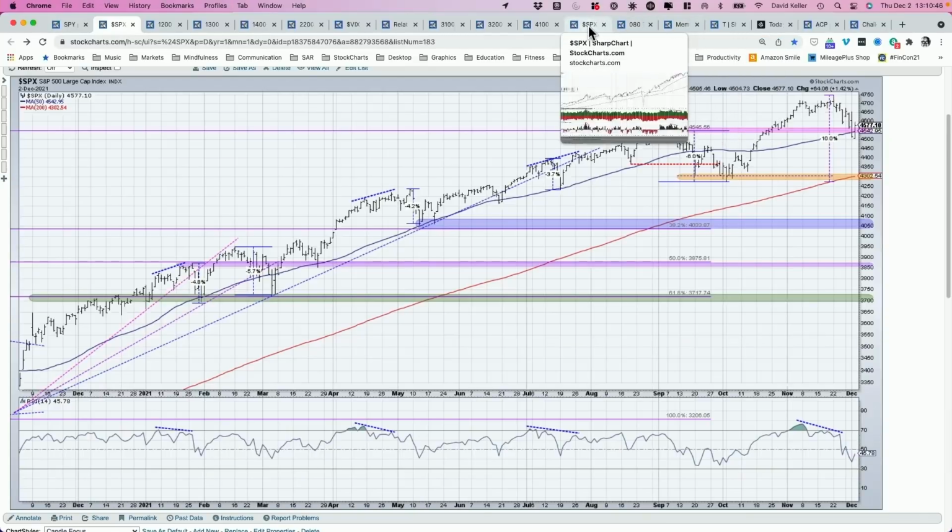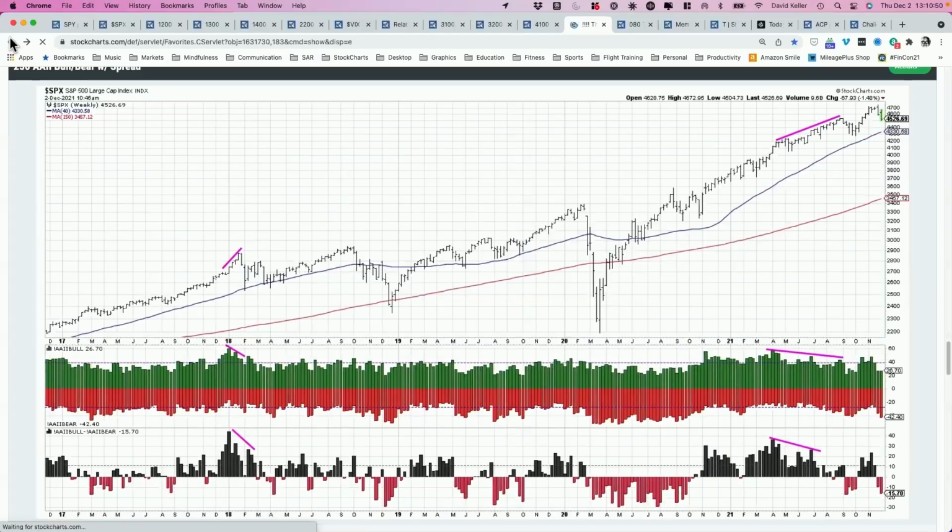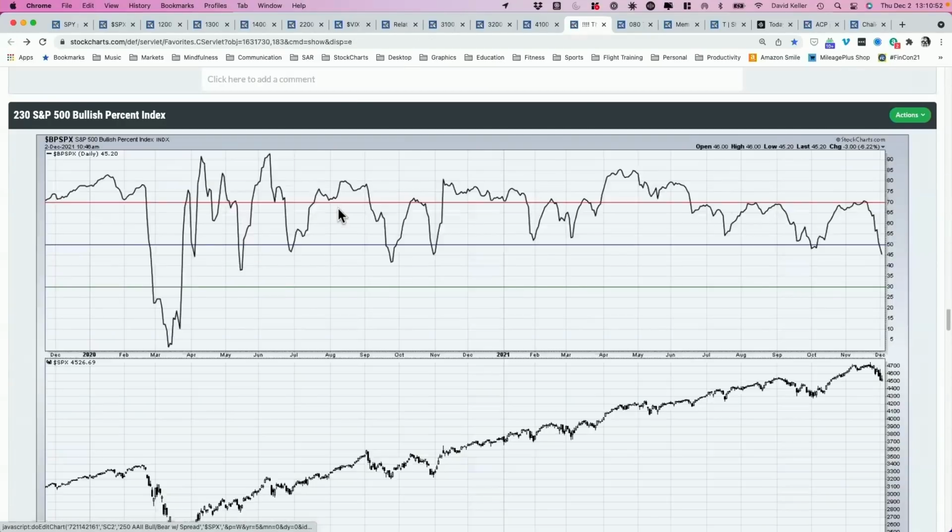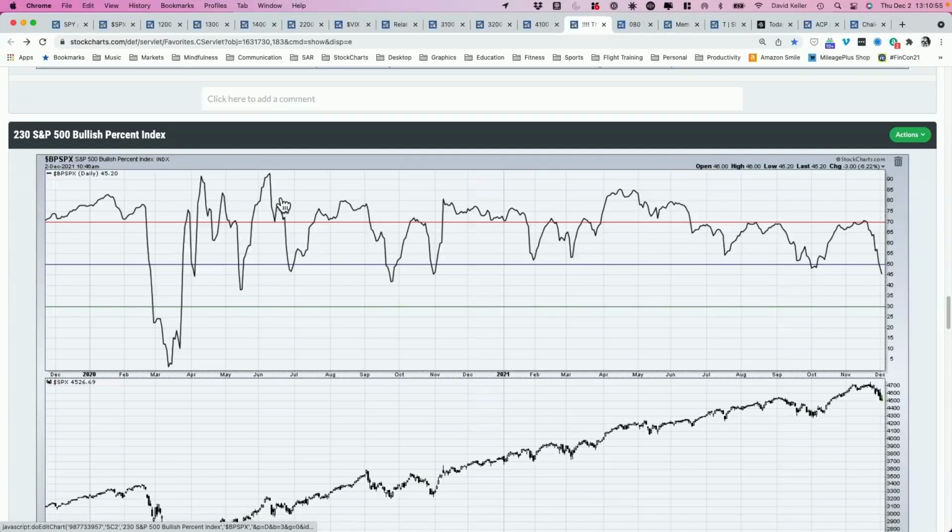I want to finish off here our market recap looking at the Mindful Investor Live chart list. So this is the chart list that we maintain at all times on StockCharts.com. And I do want to point out a couple things. We're going to talk about breadth a little bit later, but the bullish percent index is one of those indicators that we follow along with many others. This is based on point and figure charts.